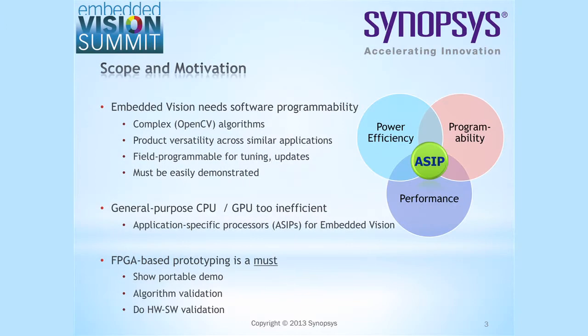So, the scope of my talk is we believe that embedded vision needs programmability. This is because the algorithms are complex. They are written in OpenCV or derived code, and it's not just a few lines that you need to put on the hardware. It's becoming large and staged libraries of software.